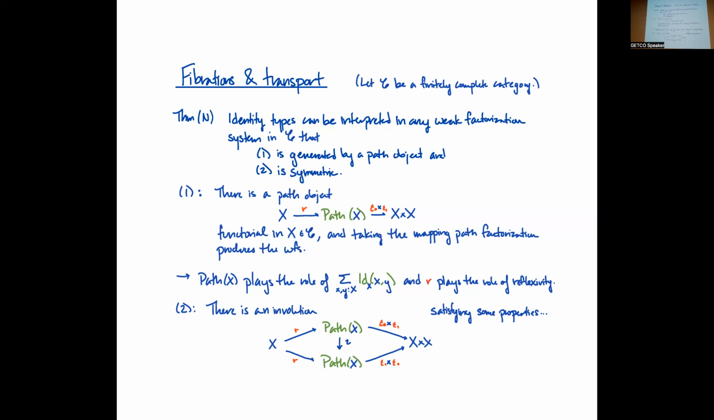Okay, satisfying some properties. So I am hopefully now kind of foreshadowing the idea of directed homotopy type theory, which is that we want it to correspond to having a path object in the category, but not to having an involution, not to having a symmetry on those paths.